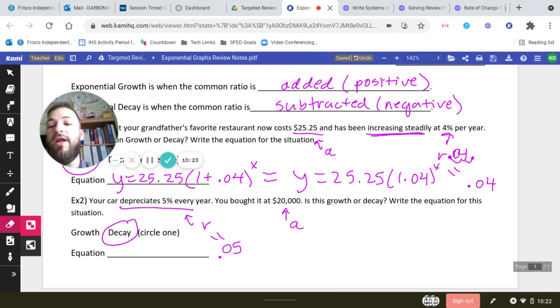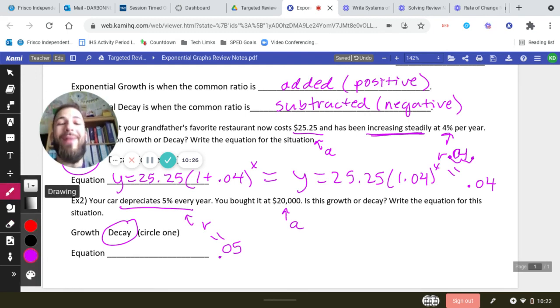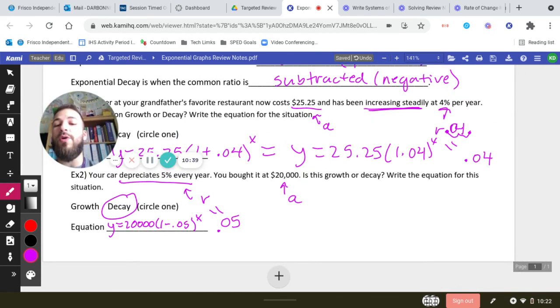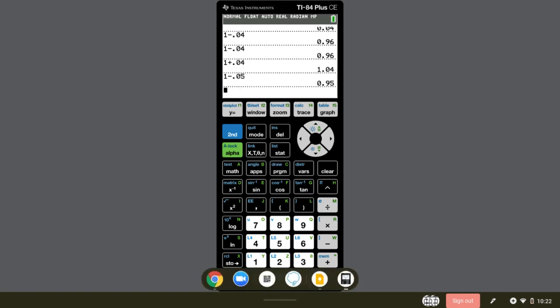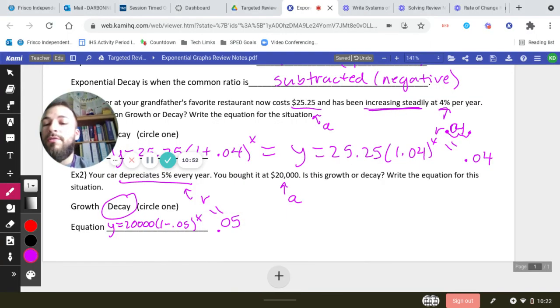Okay, so then as we write our equation, we would write it as 1 minus this time because we are decaying. So y is equal to 20,000, 1 minus 0.05, and then once again up to the x, that x up in the exponent. And if I wanted to, I could go and type that in the calculator real quick to simplify. So 1 minus 0.05 will be 0.95. So we could simplify it as y is equal to 20,000 0.95 raised to the x.